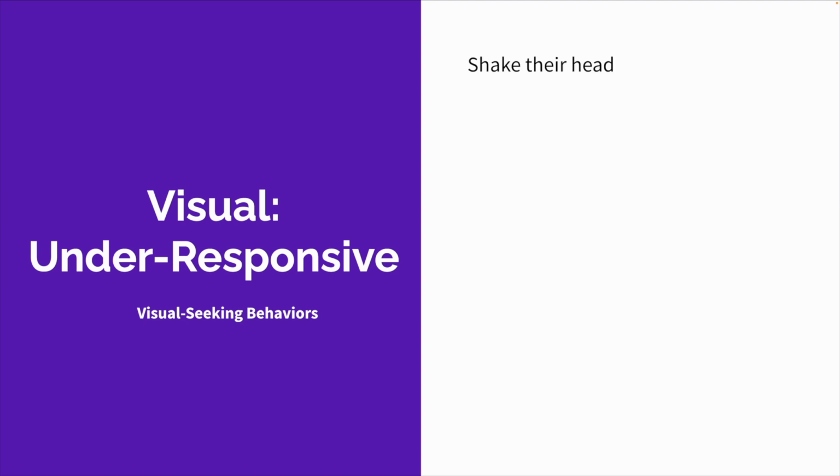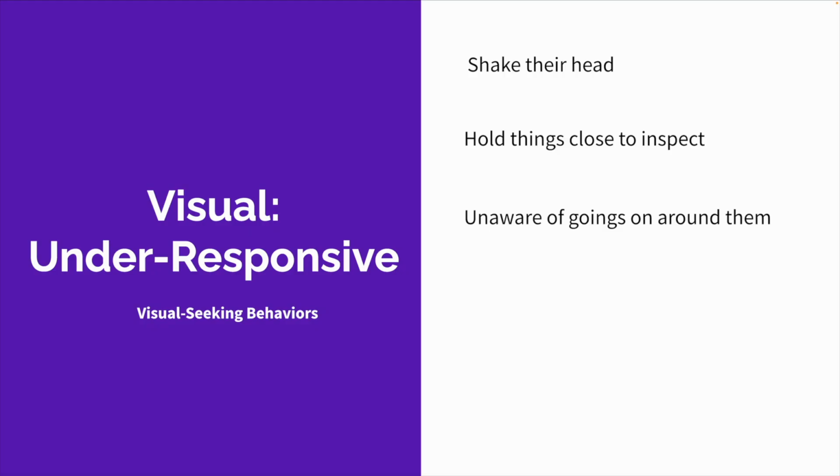You might notice these students moving or shaking their head during fine motor tasks, holding items very close to inspect them, and they might seem unaware of the happenings around them. They also might frequently lose their place while reading, and they often seek visual stimulation through spinning objects, patterns, fans, or movement.